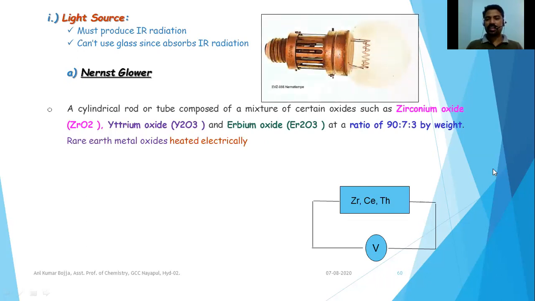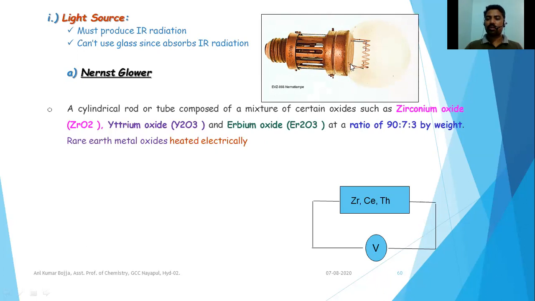Here you can see the image of the Nernst glower, a simple light, an electric bulb kind of thing. Here this is the filament in the Nernst glower. This is a very important one. Here you can see the black lines, which are used for the circulation of electricity to the filament.